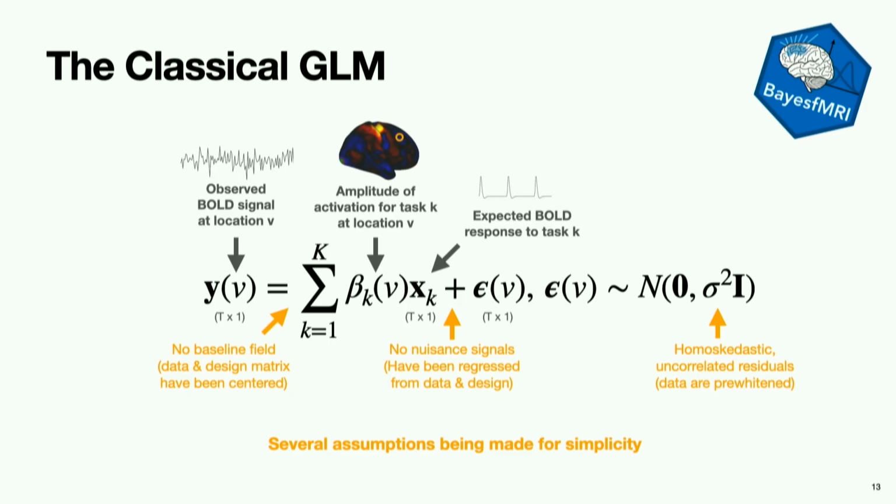The reason that I'm writing it this way is just for simplicity, but of course we need to satisfy all these assumptions. And we can satisfy these actually. We can pre-regress the nuisance signals from the data and the design matrix. We can center the data and the design matrix to eliminate the intercept, and we can do pre-whitening to satisfy the assumption of no temporal autocorrelation. We do all those things in the package, but here I just skip over those details so that we can focus on the core task activation aspect of the model.